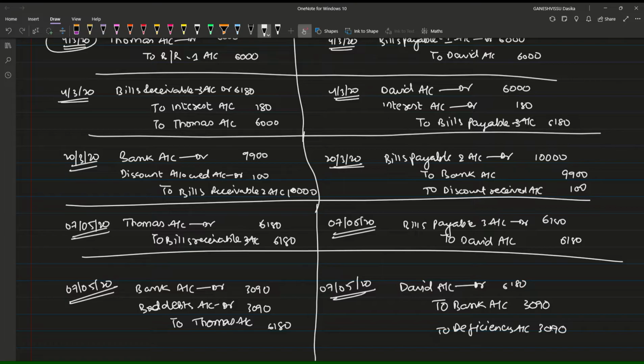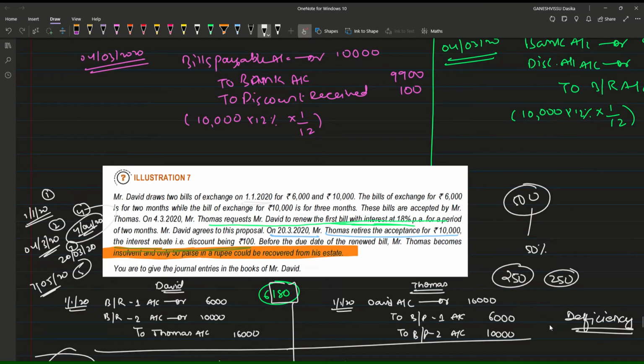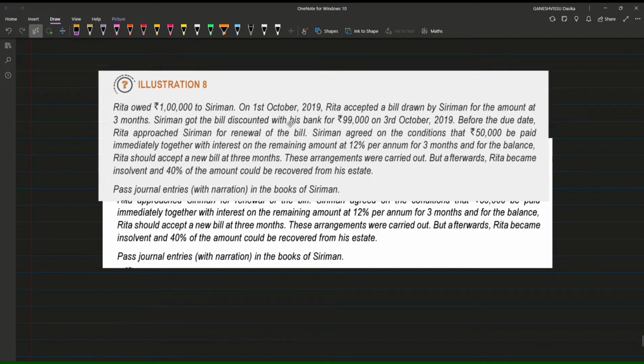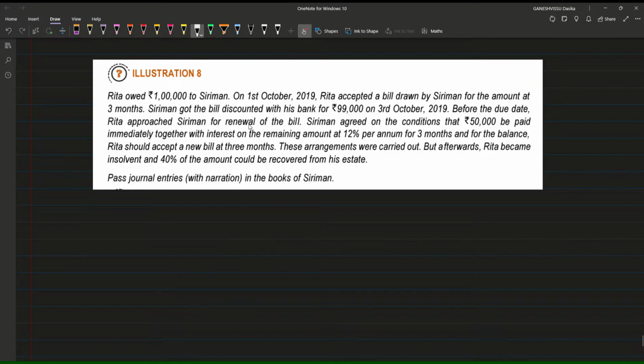These are the entries which we are going to record in both the books. Now what we are going to see is we are going to analyze the second question. That means in illustration number 8, when we complete this illustration, I think we will understand that the same type of question will be arranged here also.